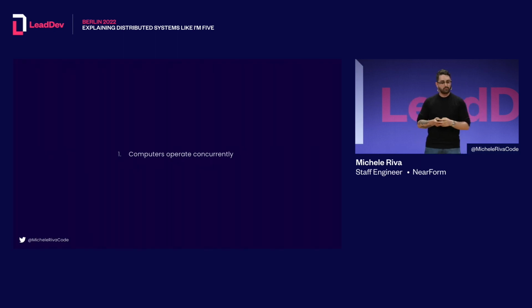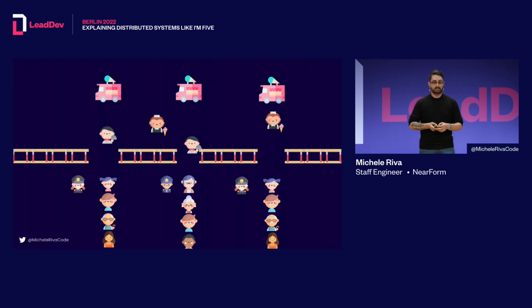The first one is computers operate concurrently. And yes, this is the case. So computer number 1, ice cream truck number 1, is totally independent from the number 2 and the number 3. Waiters are completely independent, and the queues are totally independent from them.